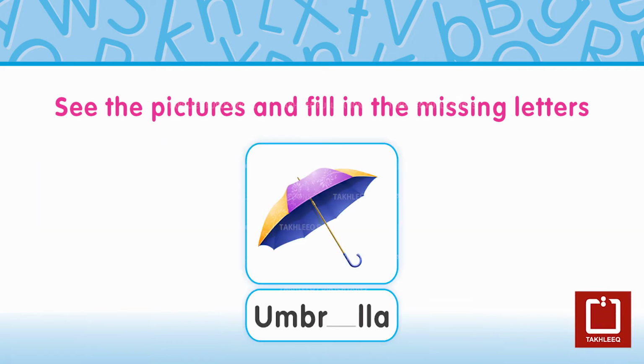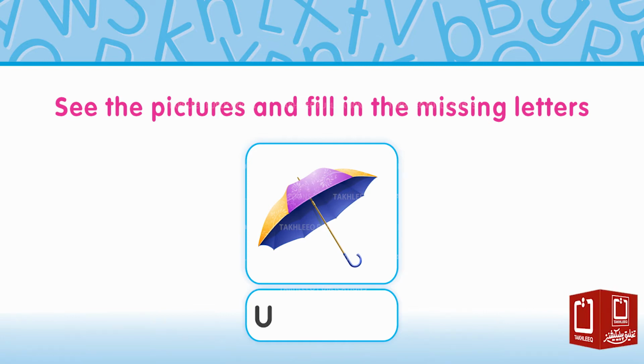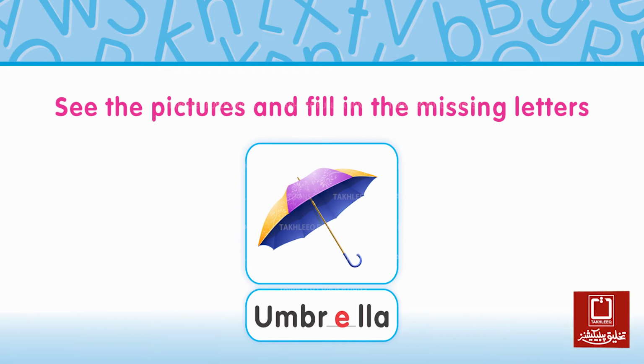Here we see the picture of an umbrella. Here is written U M B R dash double L A. The spellings of umbrella are U M B R E double L A. Umbrella. Here letter E is missed, so we write here E.